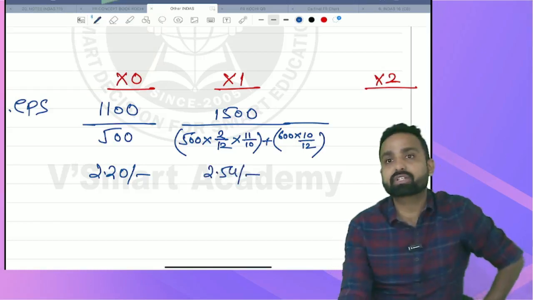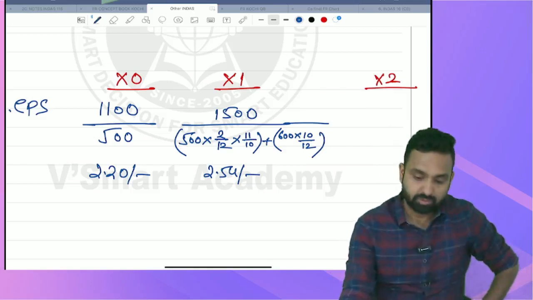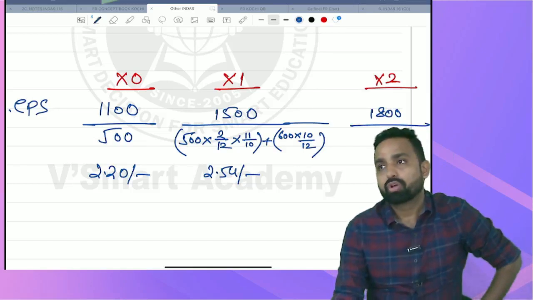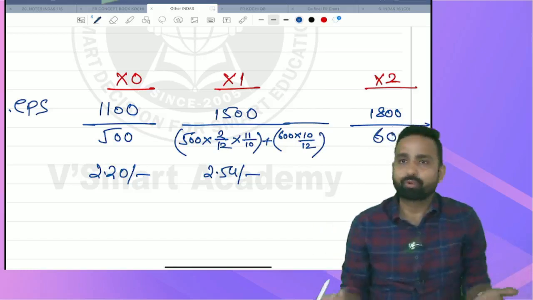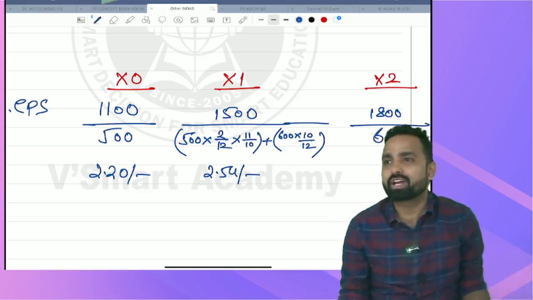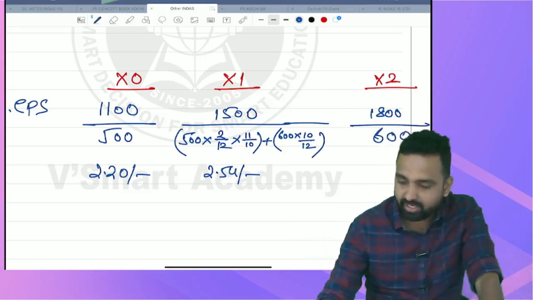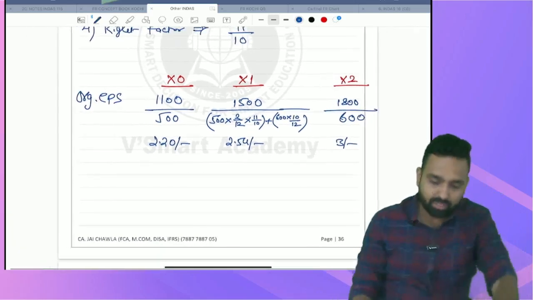What were the earnings in the next year? 1800 divided by how many shares are there now? In the second year, in the next year, what is the number of shares? Technically, overall 600. From the very beginning, all the shares are outstanding, right? So 1800 divided by 600, it's 3. So that is the original EPS.